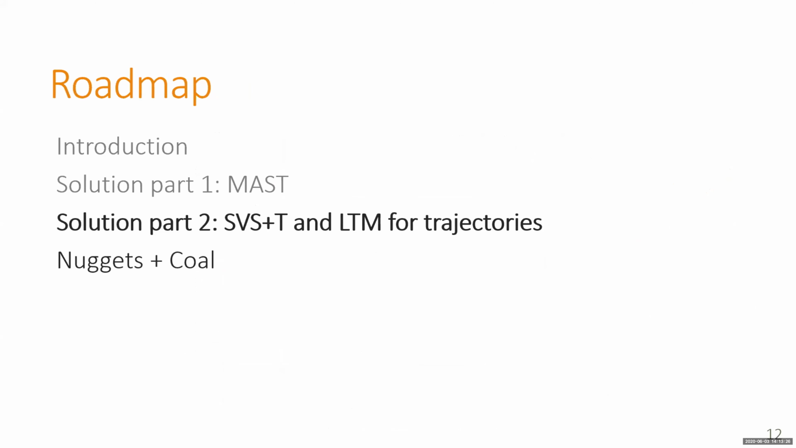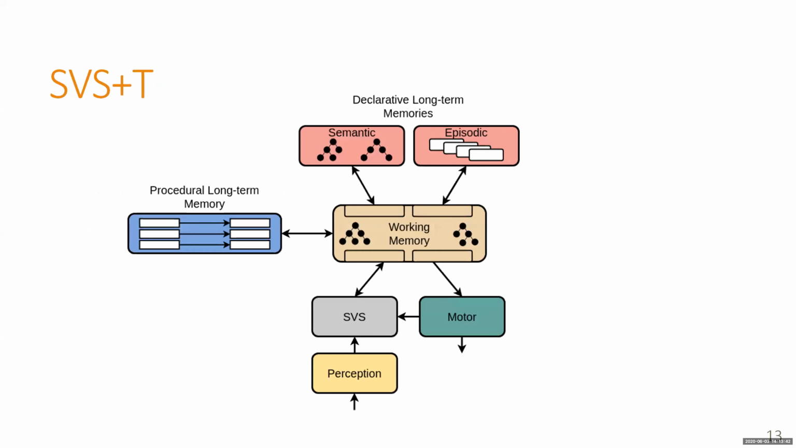But there's a whole second part of the solution, and that mostly involves integration with SOAR in the architecture. And so I'm going to be talking about an upgrade to SVS and a little bit of proposed work on long-term memory for SOAR trajectories. The first part of this is a proposed new version of SVS that I'm calling SVS+T. You probably remember SVS from previous talks. So all I need to do is remind you that right now it contains a scene graph.